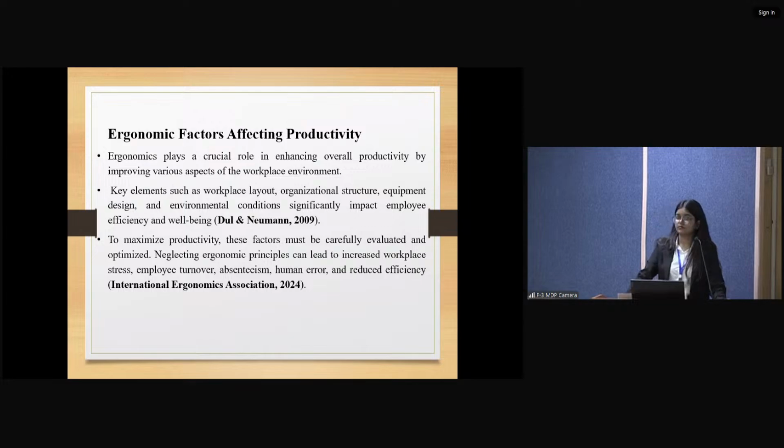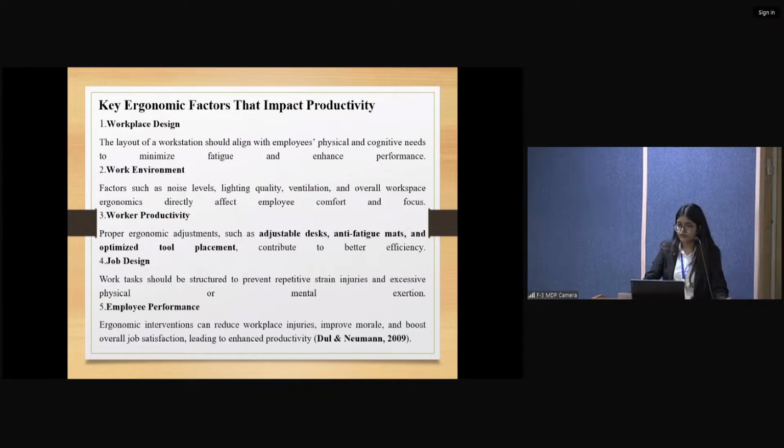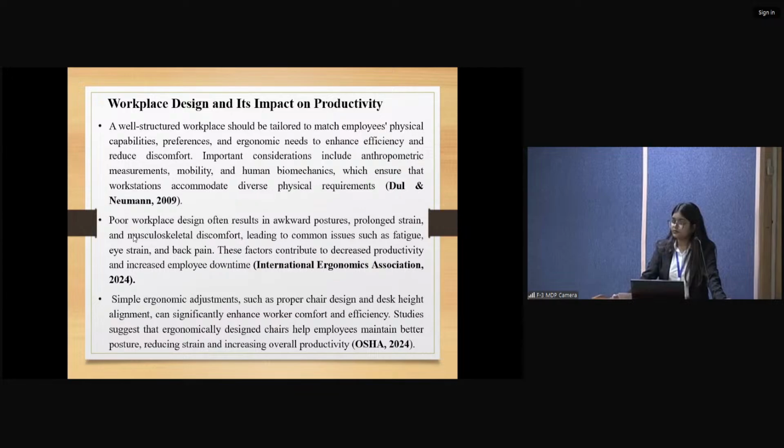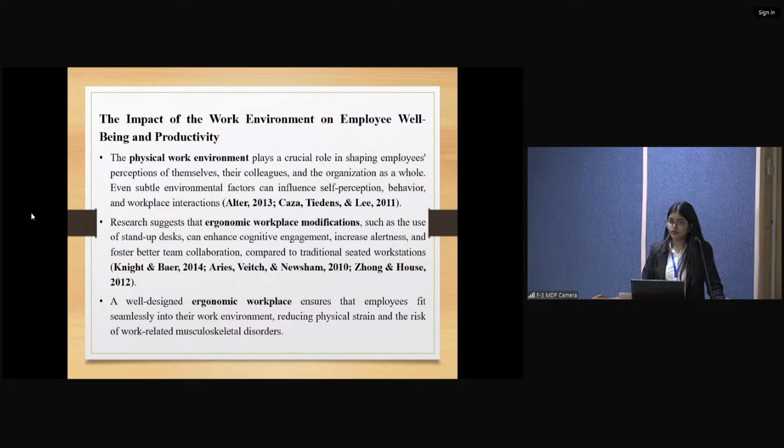Ergonomic factors affecting productivity. Ergonomics plays a crucial role in enhancing overall productivity by improving various aspects of a workplace environment. Key ergonomics factors that impact productivity are workplace design, work environment, workers' productivity, job design, and employees' performance. So, workplace design. In workplace design, a well-structured workplace should be tailored to match employees' physical capabilities, preferences, ergonomics needs to enhance efficiency, reduce discomfort. Poor workplace design often results in awkward posture, prolonged strain, muscular discomfort, leading to common issues such as fatigue, eye strain, and back pain.